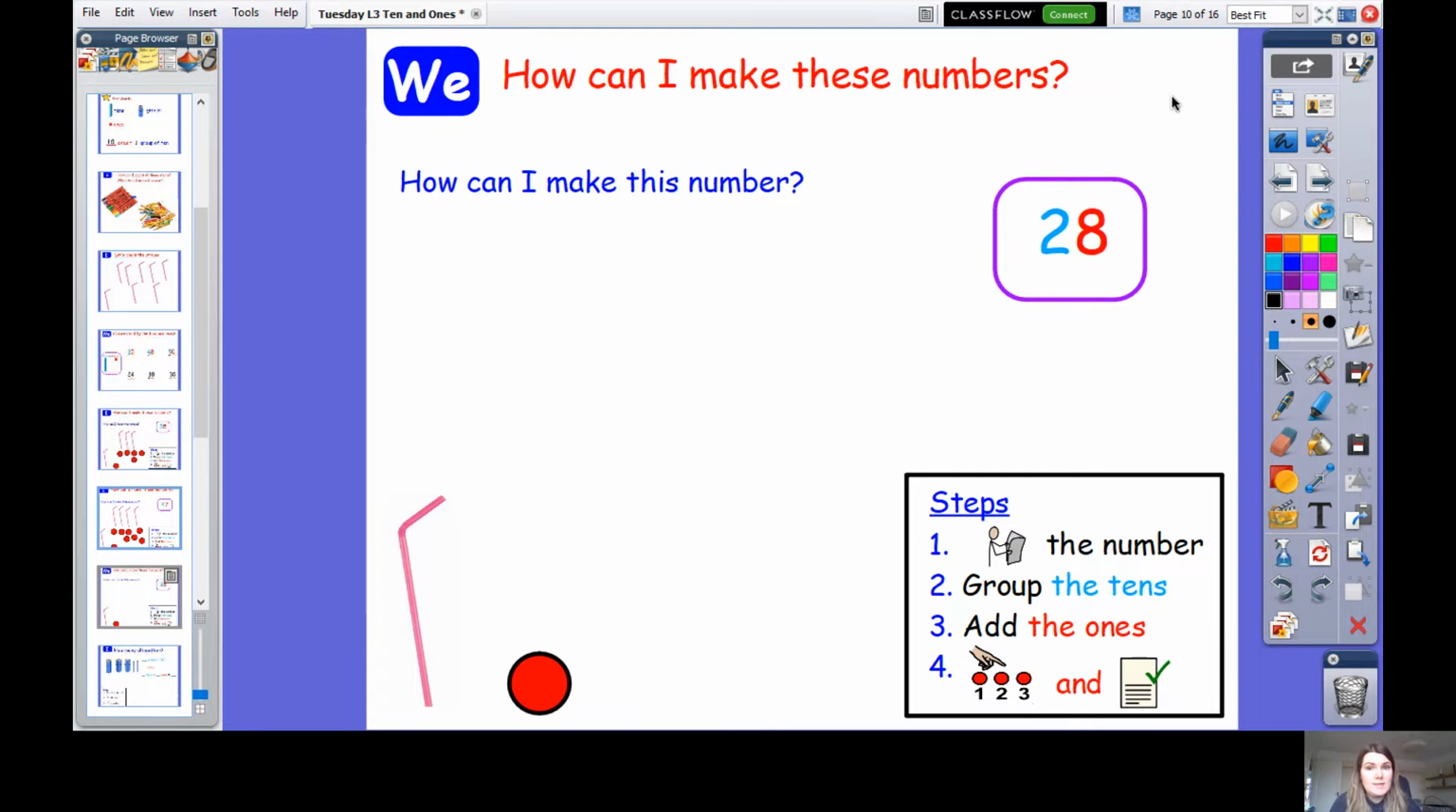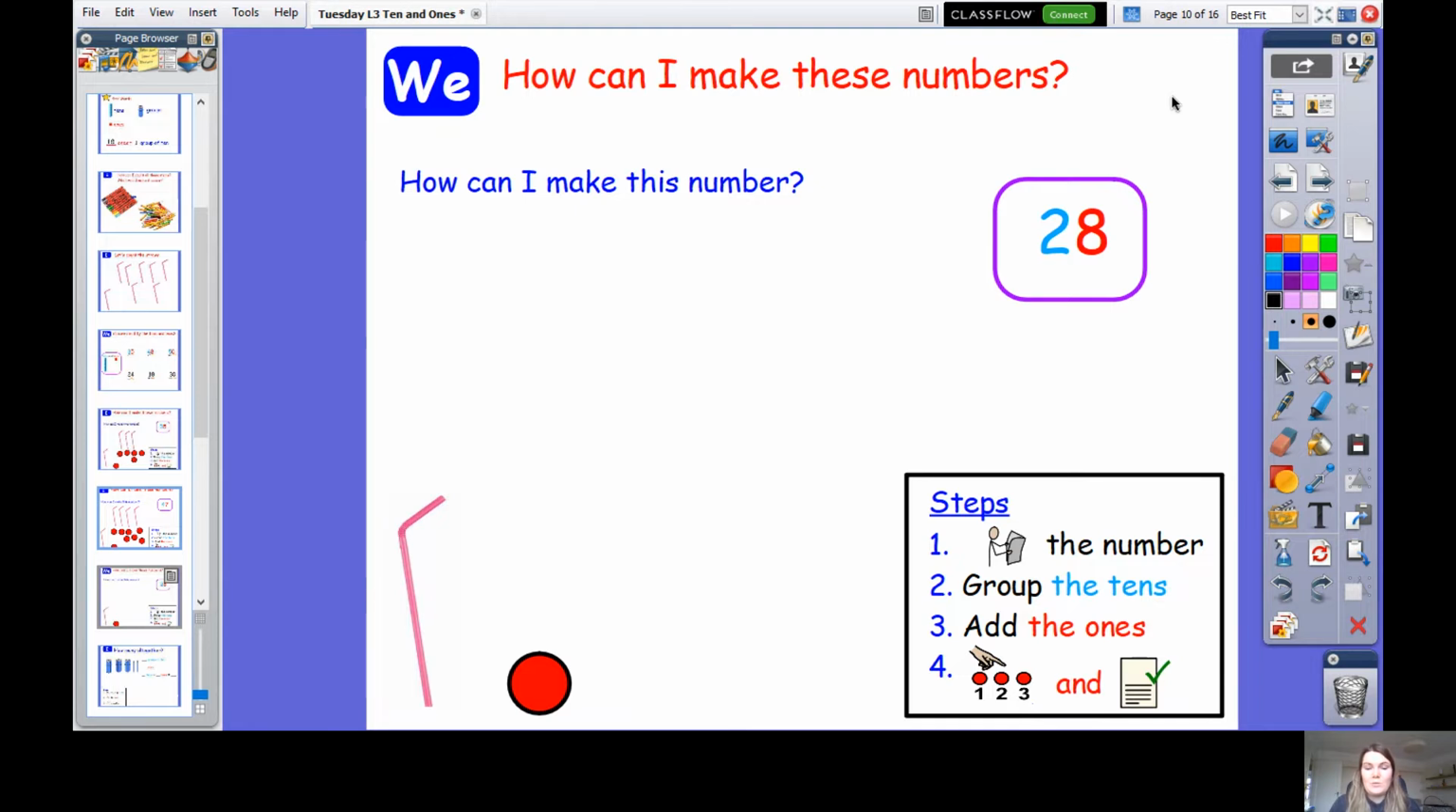2 groups of 10. Why do you think it's 2 groups of 10? Because it's got the 2 for 20. Very good. Now, what about my ones? What do I do now with my ones? I add in the ones. Very good. How many ones would I be adding in? I'd be adding in 8 ones. Absolutely. How do you know I'm adding in 8 ones? Well done, because that is how many ones it says on the number. And then we count and double check.